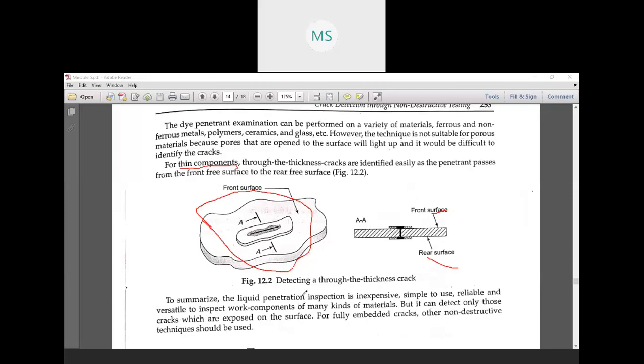To summarize, liquid penetrant inspection is inexpensive, simple to use, reliable, and versatile for inspecting components of many kinds of materials, but it can detect only those cracks which are exposed on the surface. Why? Because we are applying the penetrant on the surface itself. For fully embedded cracks, other non-destructive techniques should be used. If a crack goes through, or the penetrant can travel from the front to the rear surface, then only can liquid penetrants be applied. So this is one of the conditions we have.